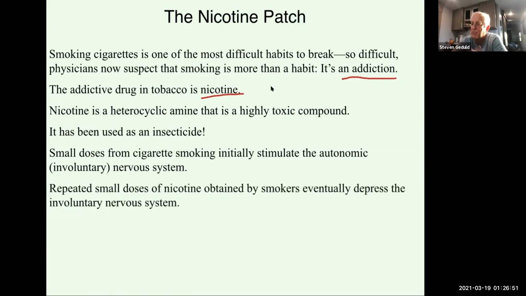That's why people smoke. Repeated small doses obtained by smokers eventually depress the involuntary nervous system, so you need more to keep it going. You get that stimulation and you like that feeling. Okay, the more you smoke, the more it takes to get that stimulation, because the nicotine starts to suppress that same nervous system after you get used to it. So it takes more and more and more, and that's why you see chain smokers.